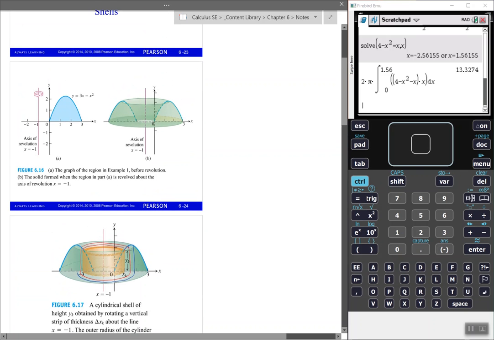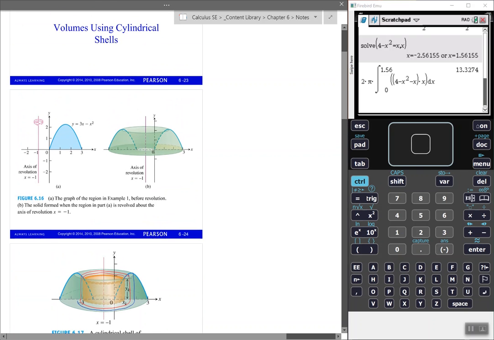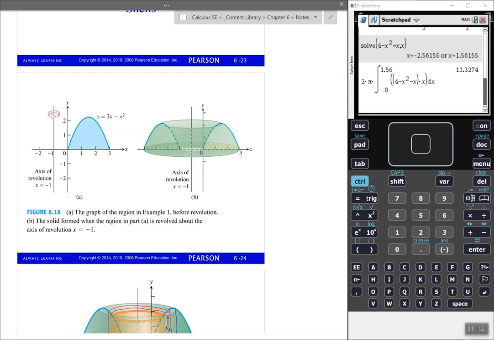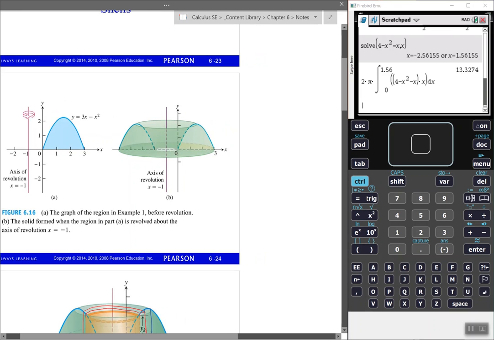So we'll go back up to this first example they showed us here and very quickly set this one up. Whenever we have an axis that is not the x or y axis, when our axis of rotation is shifted, we just need to include that in what we're integrating. And the way we do that is subtracting it. So we'll take the function and subtract it. It's always right minus left. So here our function is on the right of it, so we would be using 3x minus x squared minus negative 1.